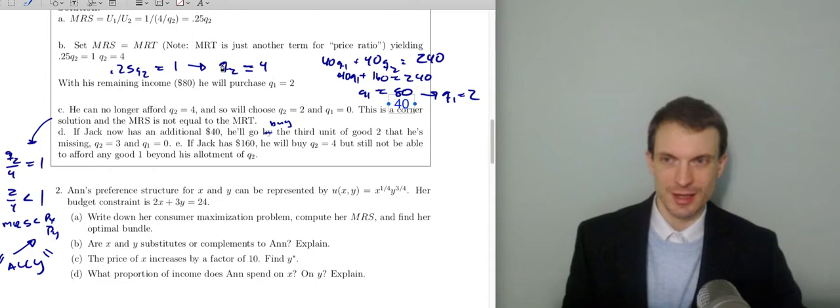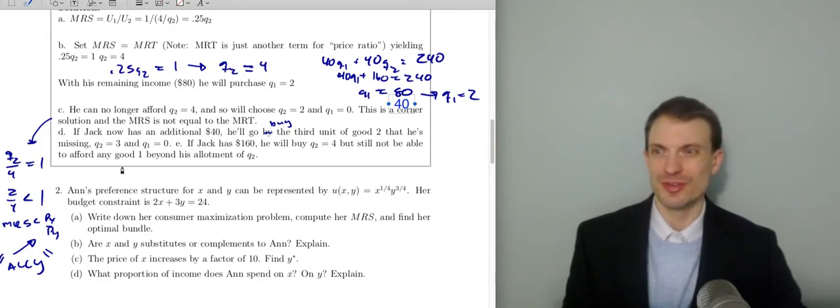Well, he really wants, he's keyed in on getting 4 units of good 2. So Jack's just going to buy another unit. He's going to buy that 3rd unit of good 2 that he is missing. So now Q2 is going to be equal to 3. Good 1 still is going to be no expenditure on good 1.